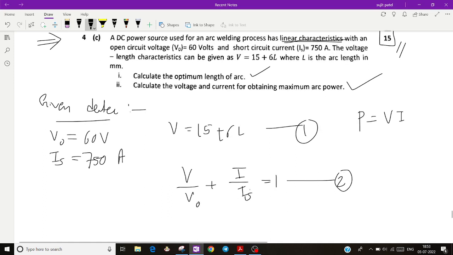So if somehow we can convert this value of I in terms of arc length, in terms of L, we will get the whole power equation in terms of one variable, that is arc length, and then we will differentiate that power with respect to arc length and compare it with zero. Whatever length we get, that is the optimum arc length, and for that the power will be maximum. So say it as equation number 3.